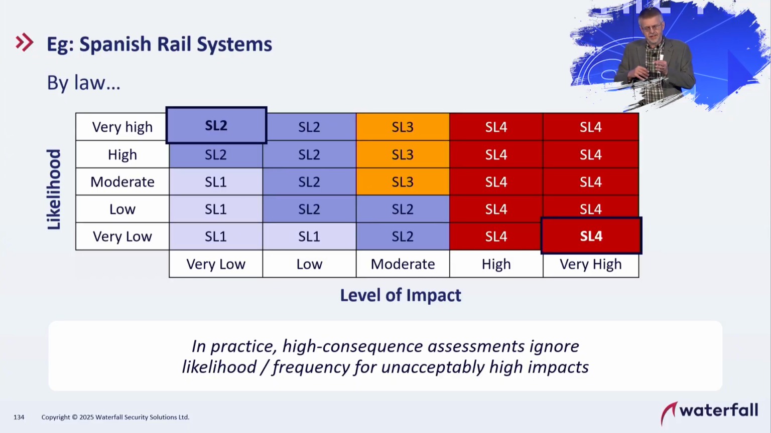Some are practicing rail system engineers, some are other. Every practicing rail system engineer answered that exercise this way. On the left side of the box, they took likelihood into account. Likelihood reflected the security, was involved in figuring out what's an appropriate security level target. On the right side of the box, every one of them filled in SL4 for high impact and very high impact scenarios. Every one of them.